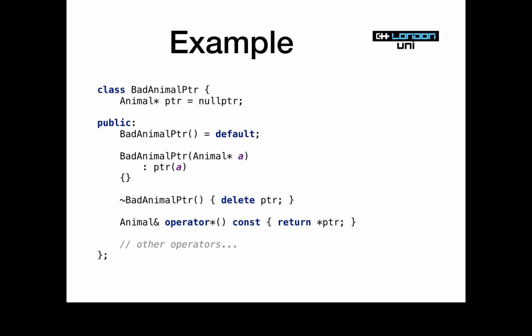And the operators weren't even the key bit. The key bit is this line, the destructor. The destructor, when we leave the scope, will delete the contained pointer.